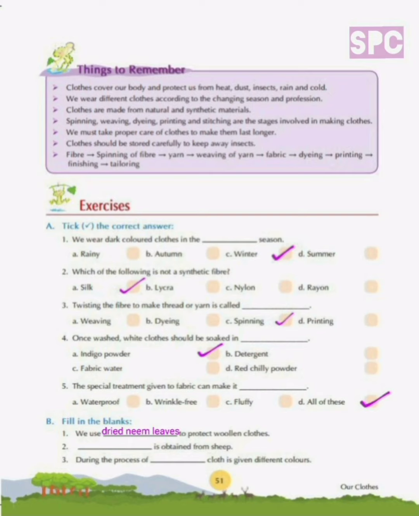Question number 2. Dash is obtained from sheep. So we all know wool is obtained from sheep. Question number 3. During the process of dash, cloth is given different colors. So it is the process of dyeing. Let's move on to the next page.